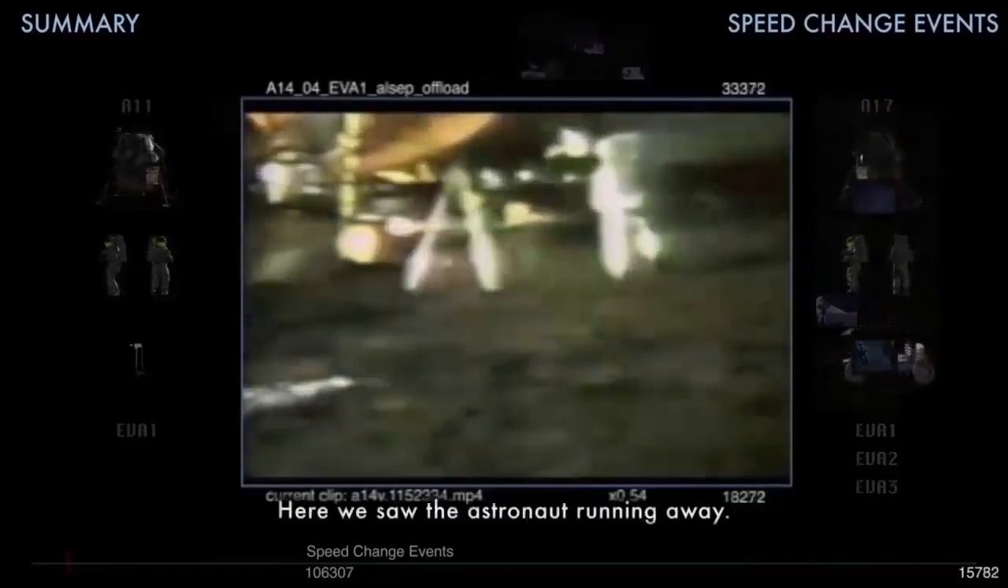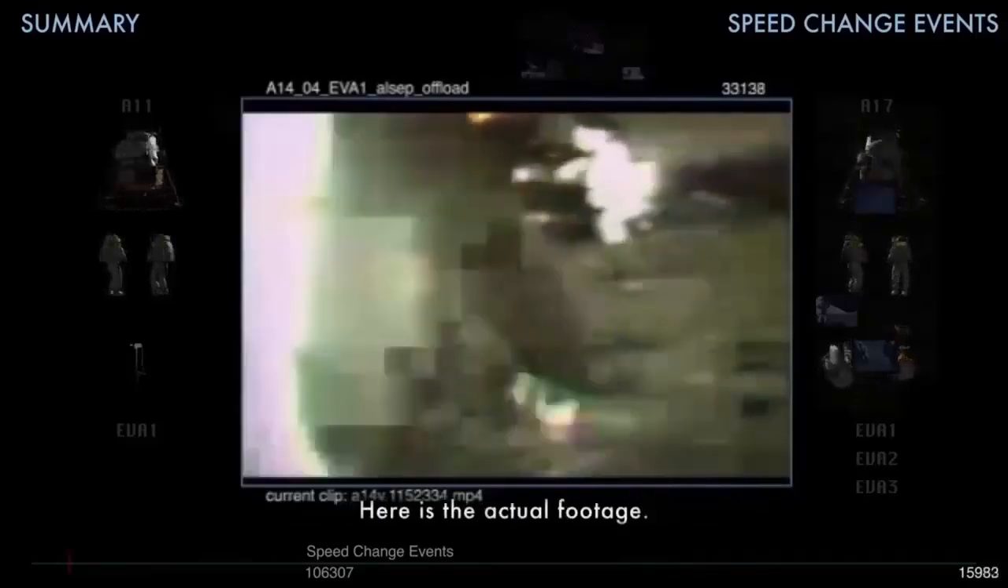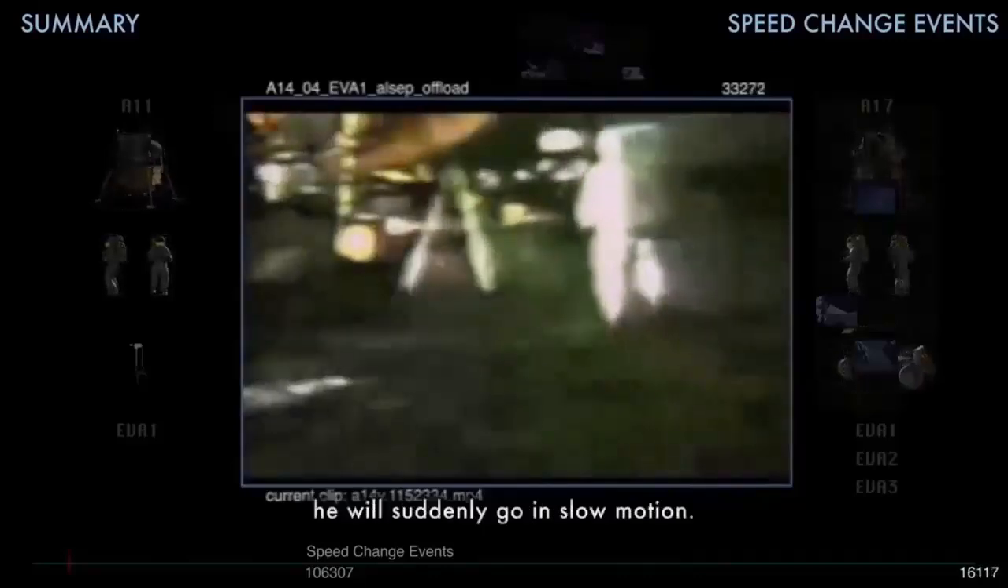Here we see the sand and the astronaut running away. Did you notice the fake, that I used several speed changes? Here is the actual footage. It looks reasonable. He's moving fast, but watch. He will suddenly go in slow motion.